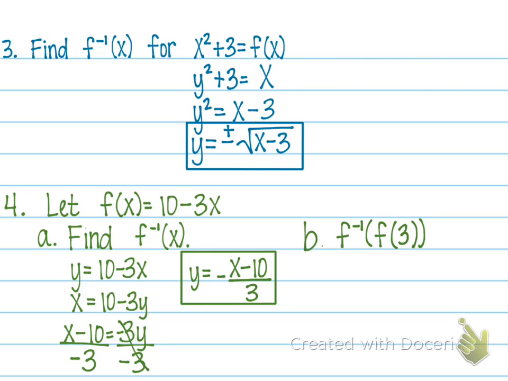Part B of this problem, still with f of x equals 10 minus 3x, wants us to find the inverse of f of 3. Remember back in the beginning we had those rules. If we took the inverse of a function, it's going to equal the x value. So the x value that we have right now is 3, so our answer is 3.